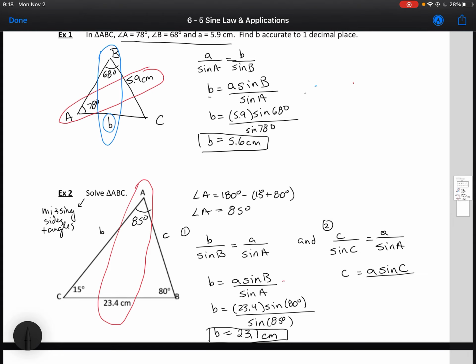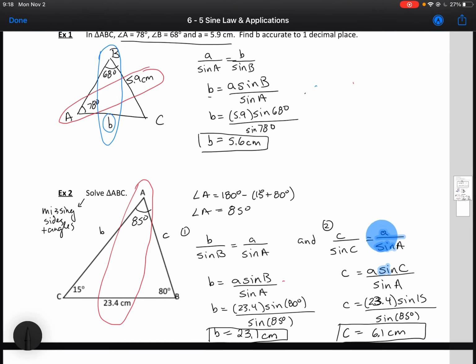So again, I'm going to rearrange for c first before subbing in, and I get that c is equal to a, 23.4, sine 15 all over sine 85. Plugging that into my calculator is going to give me a c value of 6.1 centimeters, which seems reasonable as C is the smallest angle, and I solved for the smallest side.